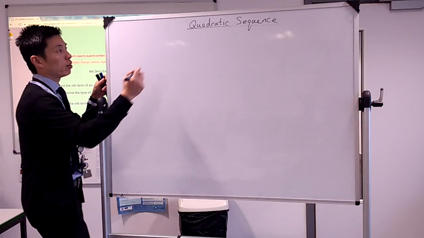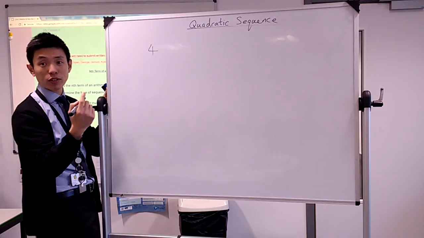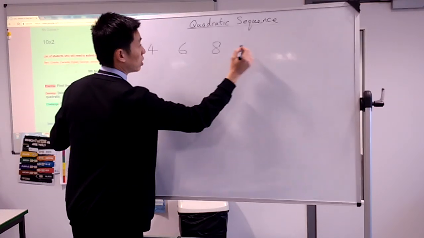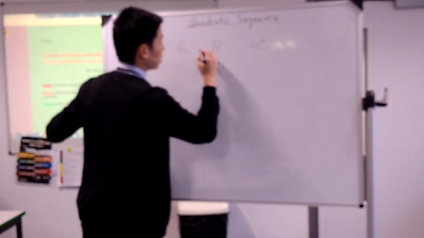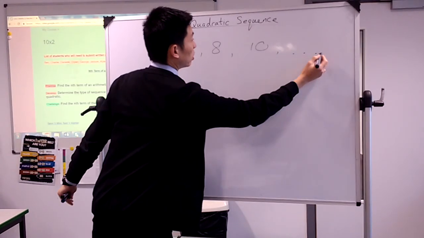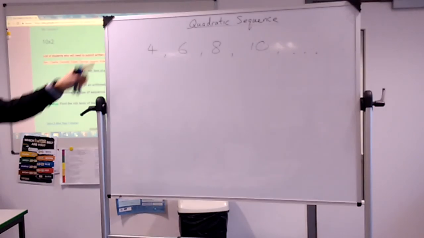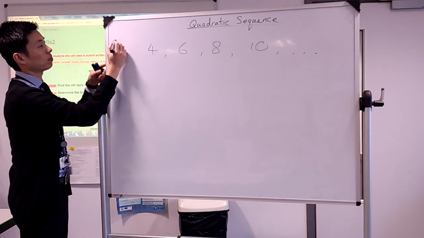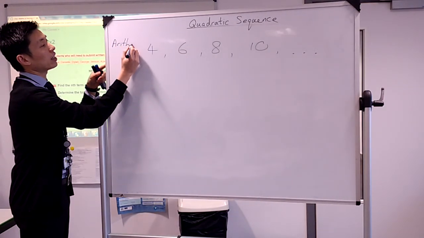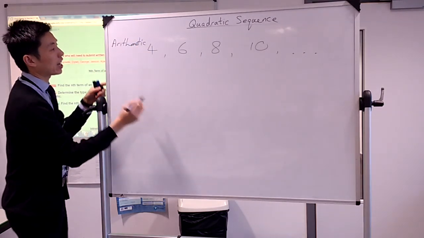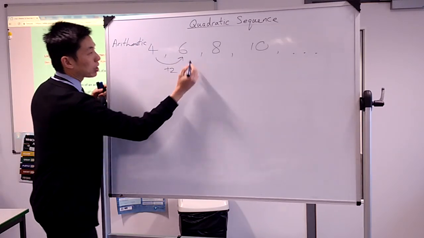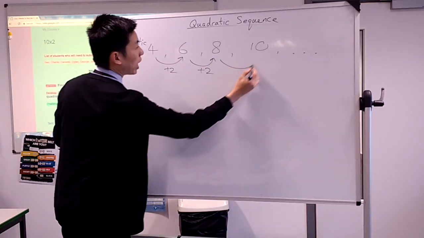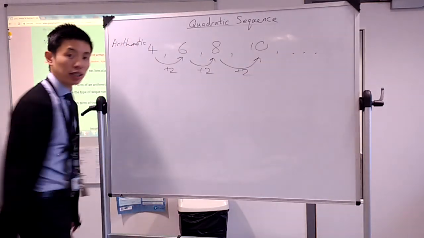Just remind ourselves how to find the nth term. So this is a linear sequence. Why is it called a linear sequence or arithmetic sequence? Why? Thank you, Tyler. Yes, it is going up by the same amount, hence it is an arithmetic sequence.